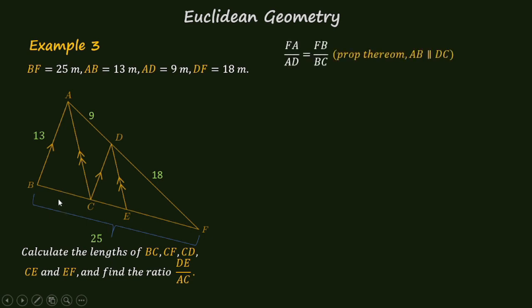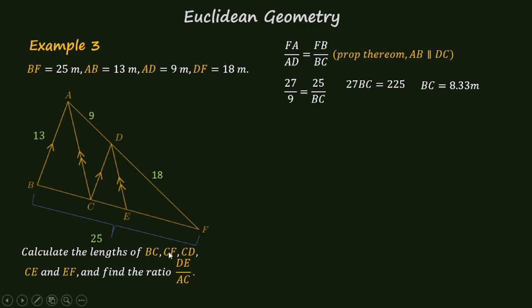So now we can write the ratio FA over AD equals FB over BC. The reason that we give is the proportion theorem, because AB is parallel to DC. Then we simply substitute the right values. FA is the whole length that adds 18 plus 9, so that will be 27 over AD, which is 9. FB is given as 25, and if we simplify this to get the value of BC, it will be 8.33 meters.